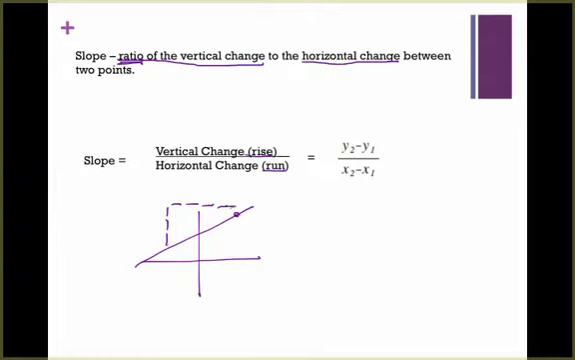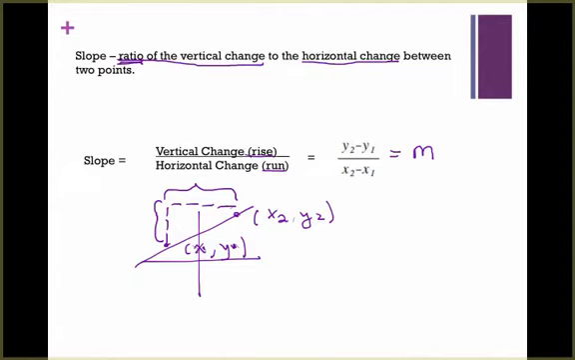So if we think about having 2 ordered pairs, let's call this one x1, y1, and this one x2, y2, then if I wanted to calculate the slope, the vertical change, the rise, would be the distance between the two y values. So it would be y2 minus y1. The horizontal change would be this distance, and that would be the difference between the two x values. That would be x2 minus x1. So this is a formula that we want to use for slope, and we usually use the letter M to stand for slope.